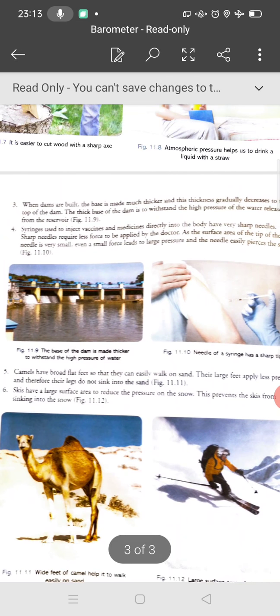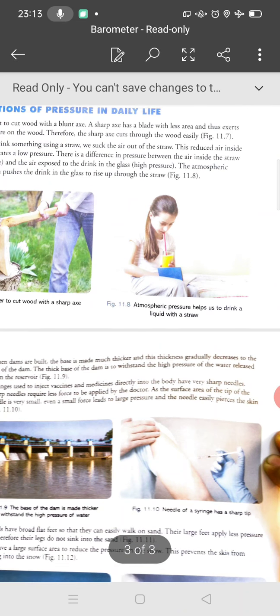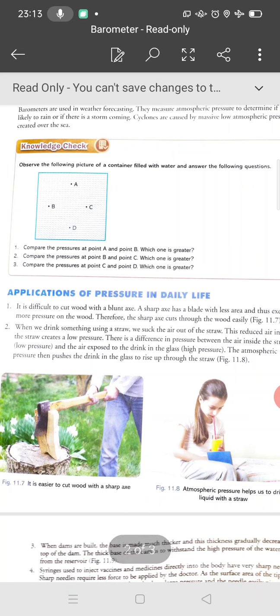So we have discussed many examples in this chapter. These are the applications of pressure. I hope you understand, and these are very important points, and very helpful for ninth class also.